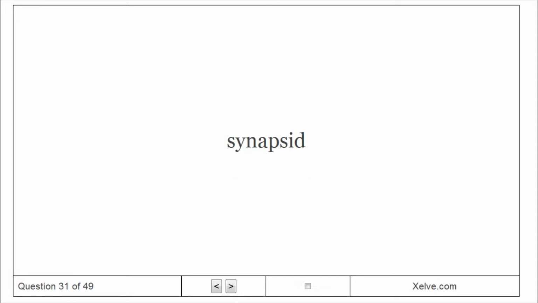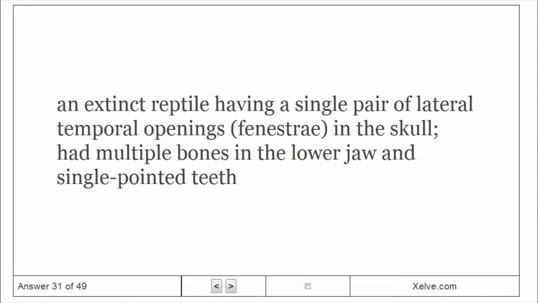Synapsid. An extinct reptile having a single pair of lateral temporal openings, fenestrae, in the skull, had multiple bones in the lower jaw and single pointed teeth.